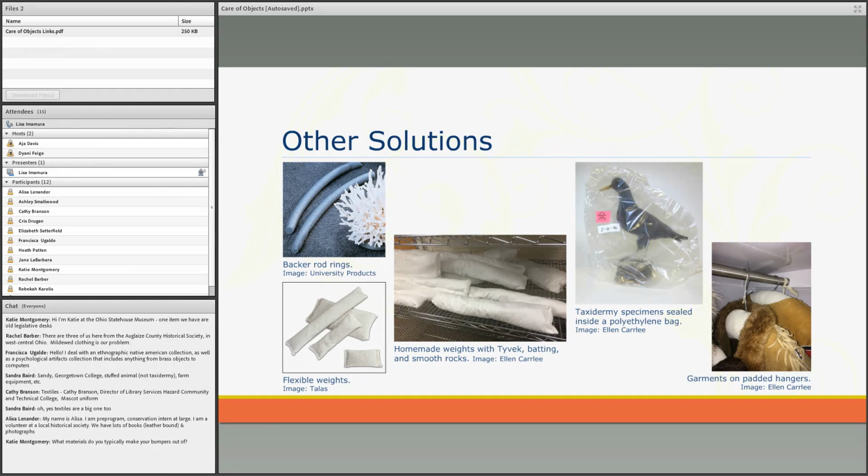So a few more storage solutions. Backer rod rings can help keep objects from tipping over. Snake weights are also good for that, and just in general for storage and transport, providing kind of on-the-fly support. You can also make your own, which is shown on screen, kind of in the middle of the screen.